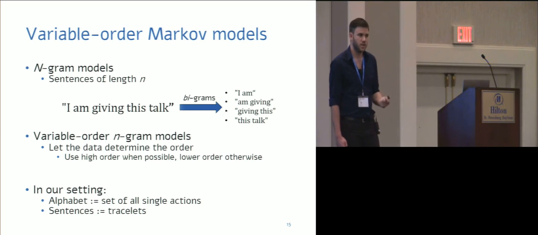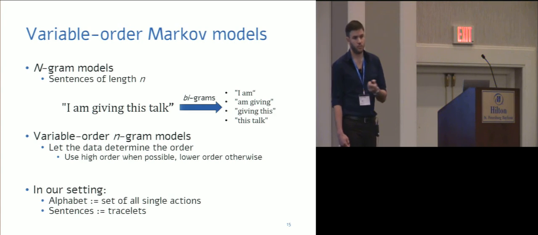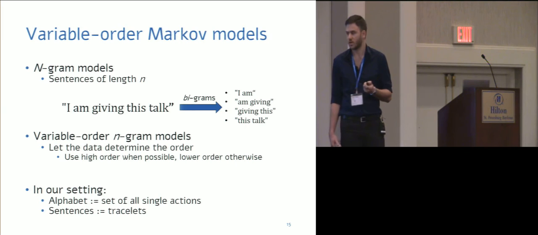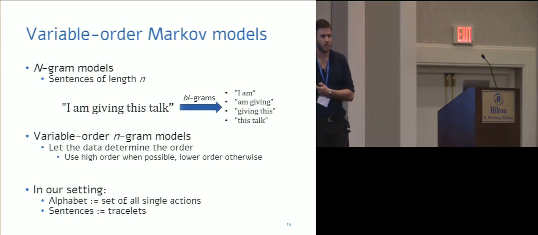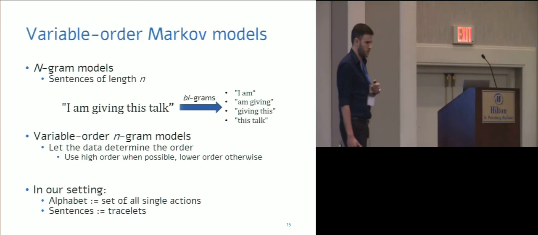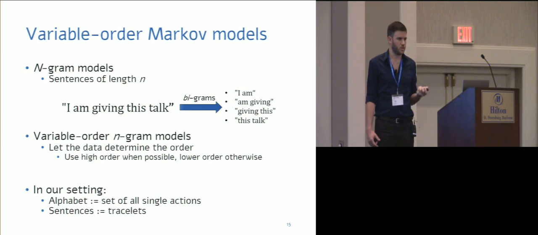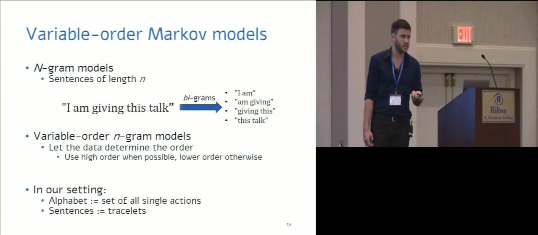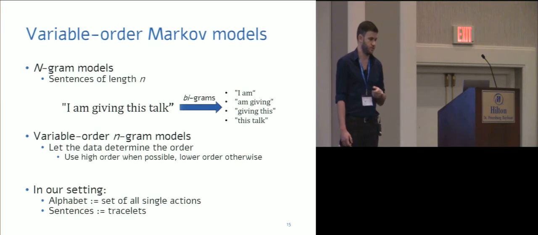And the reason we do that is because it allows us to choose the appropriate order based on the data that we get. So if we have enough data, we can use a higher order model with longer sentences. And when needed, we can revert back to a lower order model and use that instead. So in our setting, the alphabet that we're using is actually the set of all unique single actions that we found in our tracelets. And the sentences are the tracelets themselves.